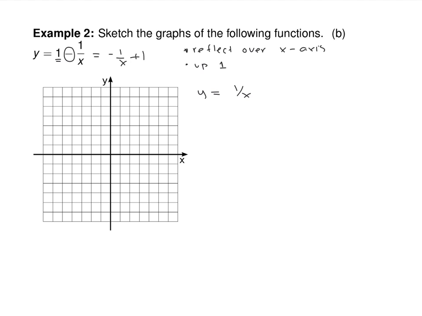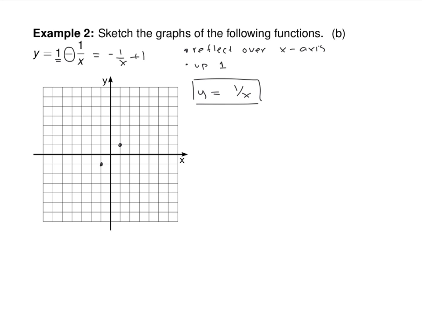Does that make sense? Ignore the 1 being added, the negative. Just graph 1 over x. That's called the reciprocal function, because it's 1 divided by a number. It's the reciprocal of a number, right? What are some numbers that work out nice? 1. When you plug in 1, you get out? Okay, when you plug in -1, you get out? -1. And everything else is stupid, right?